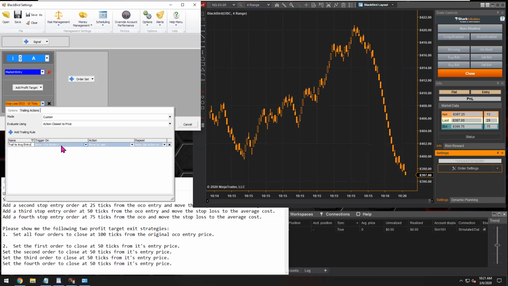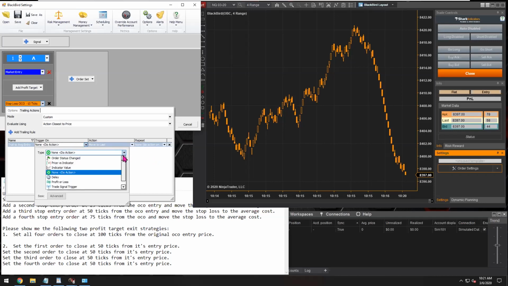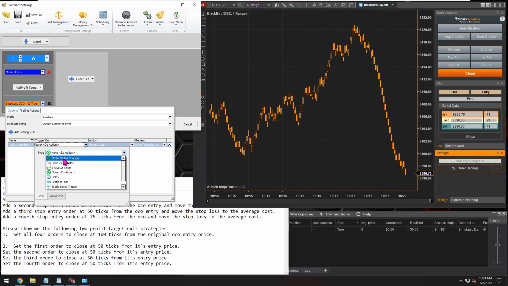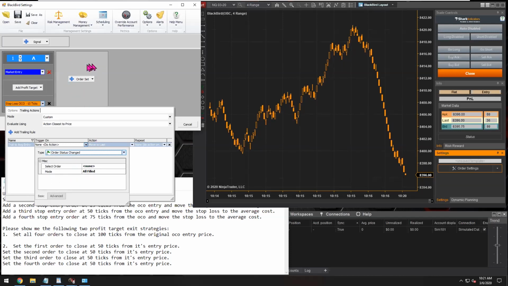Actually no. Let's see here. We do want a trigger, but we can't build the trigger yet. So we'll come back to the trigger here, and I'll explain this in a moment. Well, actually, here I can at least start it. So we're going to use this order status changed here. So we can't finish it right now because I need the second order set to be created first.